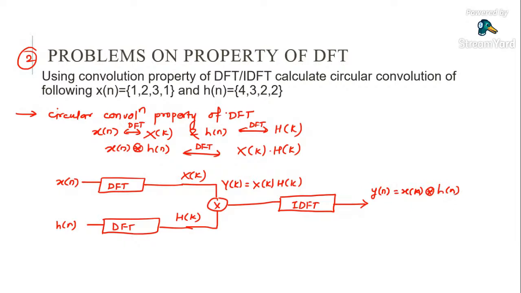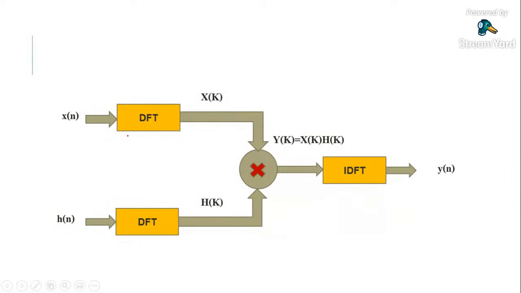While solving the problem using the DFT property, you first take x(n) and find its DFT, that is X(k), take h(n) and find its DFT, that is H(k), and then multiply them together and find the IDFT. That is how the convolution property of DFT can be used. Now start with x(n): take the DFT, that is X(k), then h(n), DFT, H(k), multiply them both, and then find the IDFT, that is y(n).